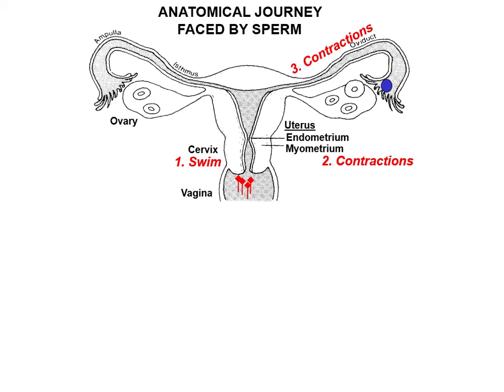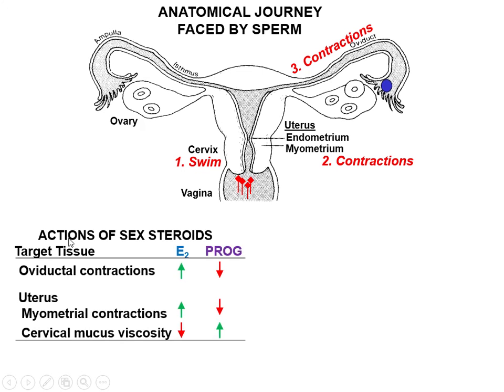Now, there's an important aspect of this process, and it's dependent on the hormonal environment. If you remember some of our material on the actions of estradiol and progesterone on the female reproductive tract, estradiol stimulates oviductal and uterine contractions and decreases viscosity of cervical mucus. So that's going to promote transport of the sperm because you want them to be able to get through the mucus fairly easily. So you want low viscosity, and then you have high smooth muscle activity.